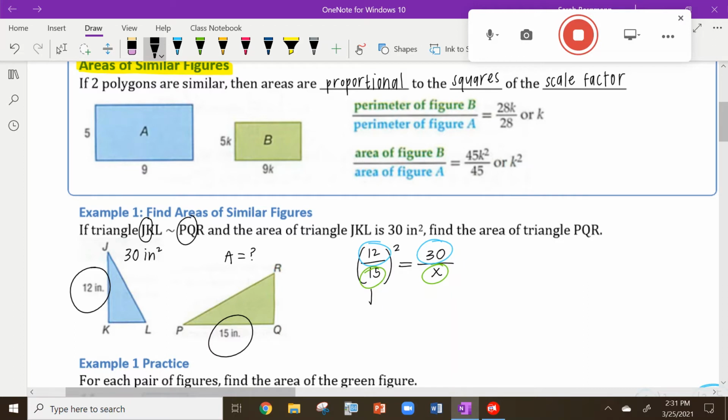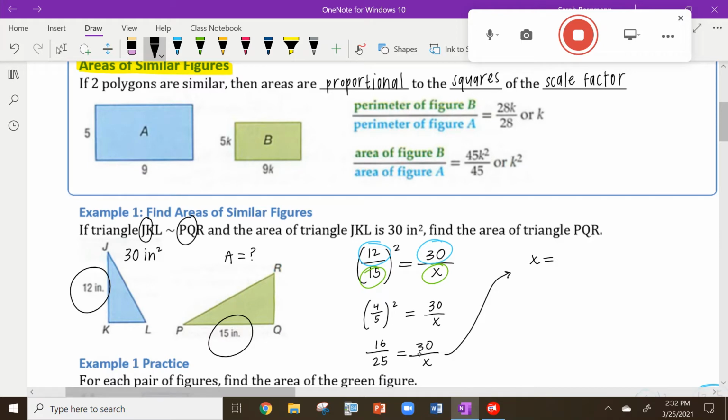Now this works for perimeter, but for area we have to square the scale factor. You can reduce the scale factor first if you wanted to also. Those are both divisible by 3, so you would get 4 over 5 as the scale factor if you wanted to do that first. In this case, it's going to be a little easier to square these if we reduce it first. 4 squared is 16, 5 squared is 25. When you're squaring a fraction, you have to square the numerator and square the denominator.